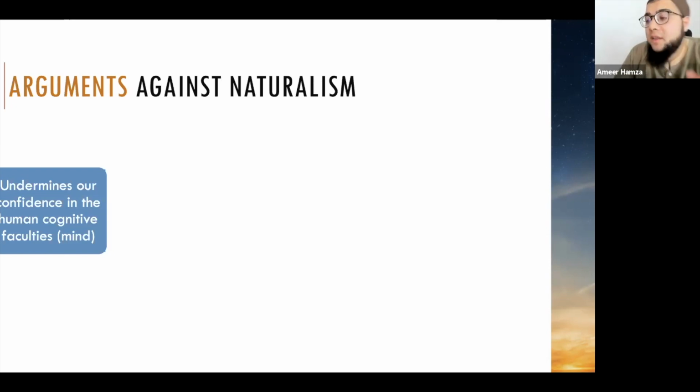Now, what I mean by cognitive faculties is a fancy word. Let me just break it down. Cognitive faculties is a phrase for all of our mental processes, from perceiving, learning, understanding, forming beliefs, analyzing, aka the mind. So on this argument, what we're saying is that naturalism undermines our confidence in the human mind because on naturalism, your mind is a result of random trial and error of nature. It is the product of blind, unguided processes of nature that produce your brain. It's not a product of an intelligent designer.